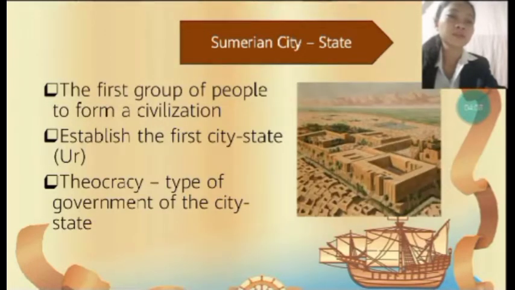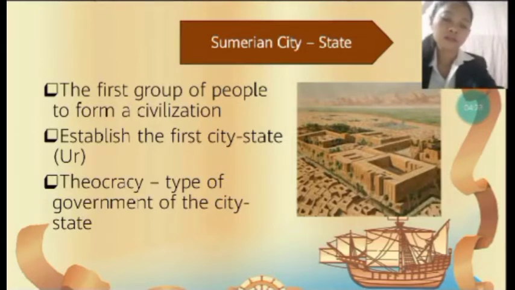Next is the Sumerian city-state. The Sumerians were known as one of the first groups of people to form a civilization. The Sumerians established the first city-states, and the oldest city is Ur. The people of the city-state believed that each city-state belonged to a god or gods, and the type of government of the city-state was theocracy. In this type of government, the high priest was considered the city governor.